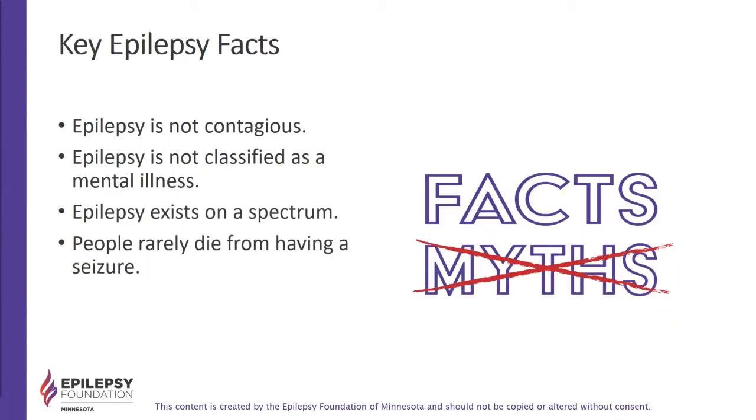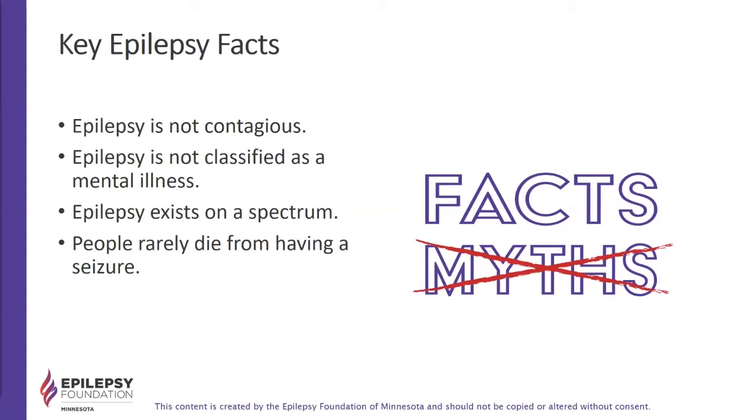A couple key epilepsy facts to clear up some myths. Epilepsy is not contagious, so it is not caused by a virus or a bacteria. It is a physical disorder occurring within the patient's brain. Epilepsy is not classified as a mental illness, such as anxiety or depression. It is a neurological disorder. We know that people can have both epilepsy and a mental illness. However, they are not the same thing.